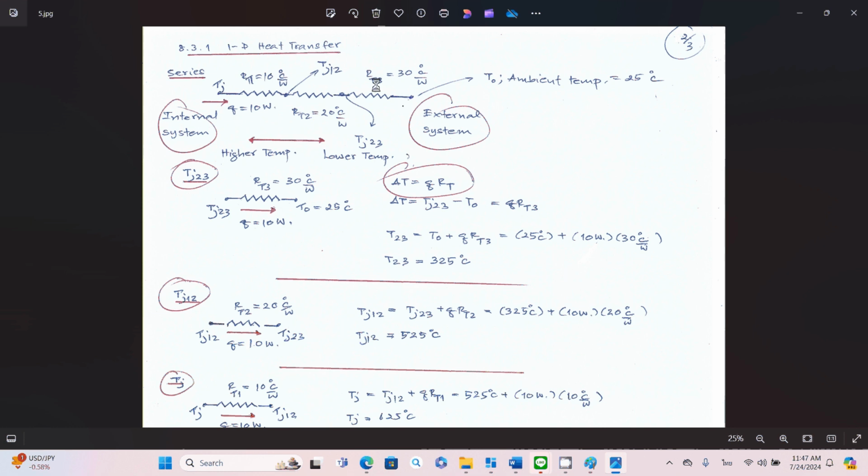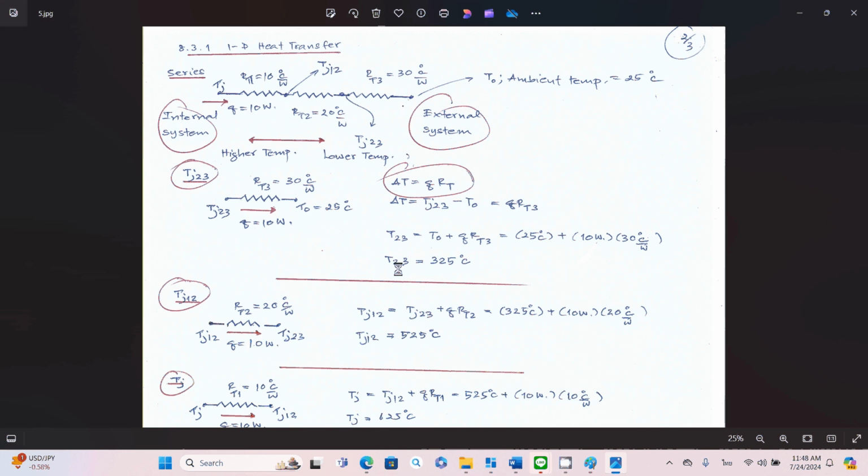Now you start with the RT3, since you already know the ambient temperature, or the external temperature, or the room temperature, that's the 25 degrees Celsius. Since they're all resistors connected in series, you have the heat flowing throughout from the left to the right, the same heat, or in terms of watts. You set our equation delta T equal to QRT, or Tj3 minus T0 equals QRT3.